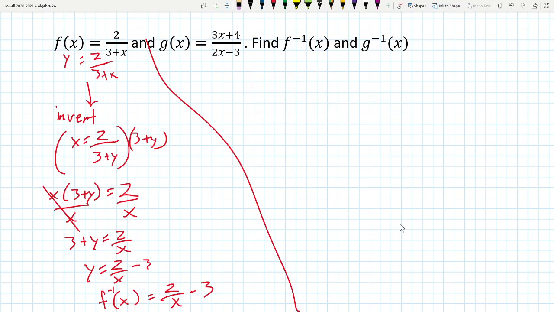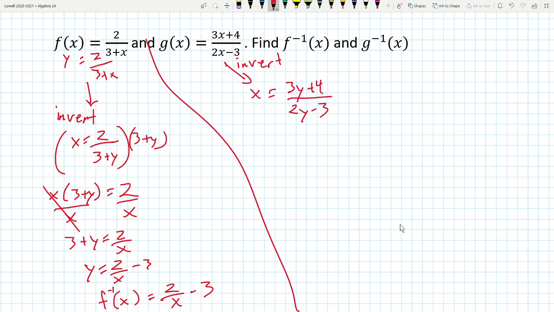So this is an example of where it'll definitely make our lives easier to just do it algebraically. To invert this, again, we're going to just switch x and y to start. Before it said y equals this fraction. Now it's going to say x equals 3y plus 4 over 2y minus 3.